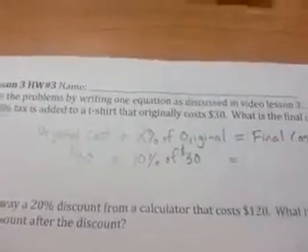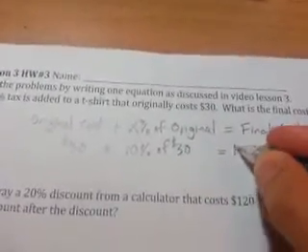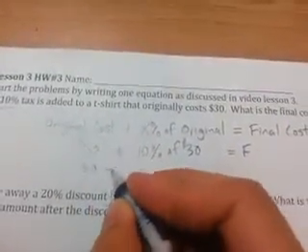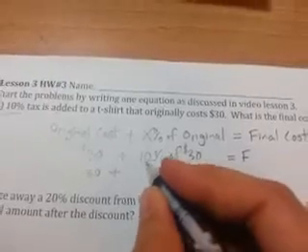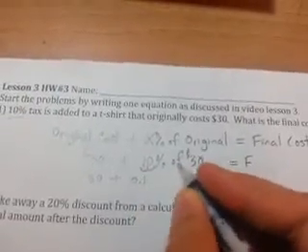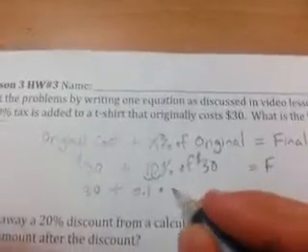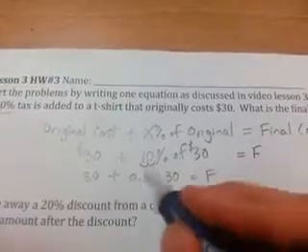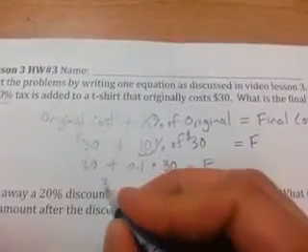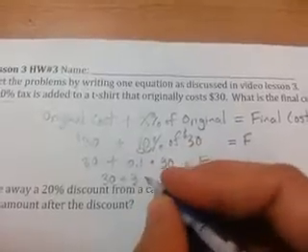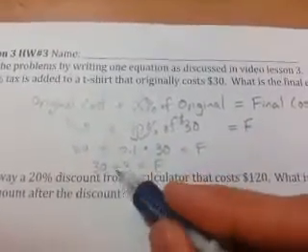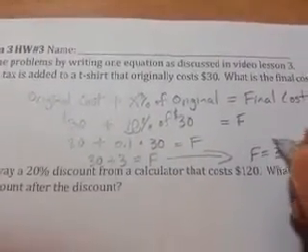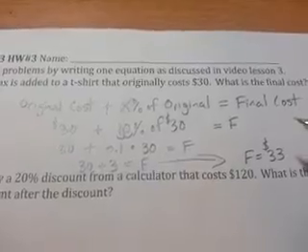And that's going to equal, do I know the final cost? No. So let's call it F. Okay, let's actually do the math. That's 30 plus, what's 10%? Move the decimal place twice, 0.1 of, which means multiplication, of $30. When I do 0.1 times 30, that gives me 30 plus 3. So what's 30 plus 3? My final cost is $33. Awesome.